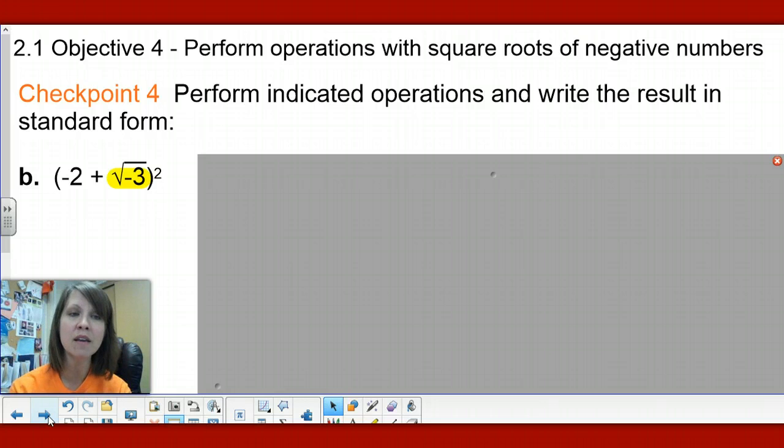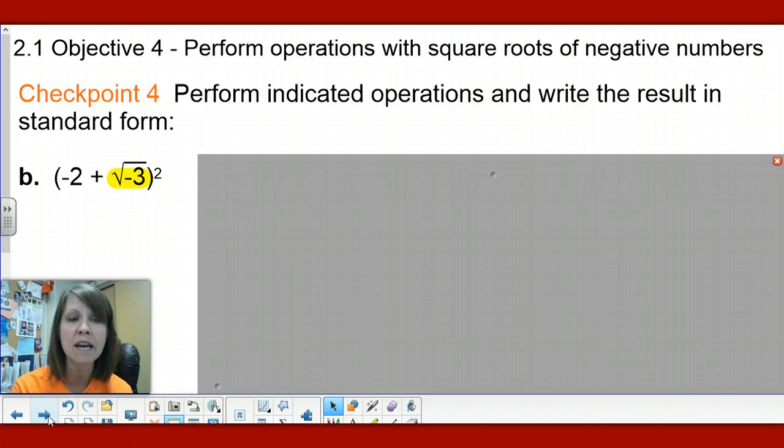This is part B on checkpoint 4. If I do this with part B, you should be able to do part A, and part C you should be able to get as well. Okay, the big deal with this is to not get carried away and square this right off the bat.